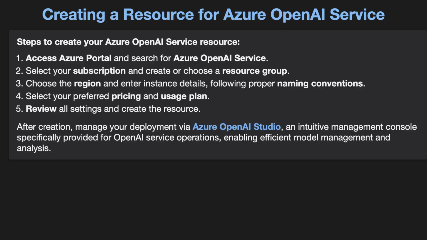Creating a resource for Azure OpenAI service includes: access Azure portal and search Azure OpenAI service. Select subscription, create or select resource group. Choose region and enter instance details, applying naming conventions. Select pricing and usage plan. Review and create the resource. After creation, manage your deployment via Azure OpenAI Studio, an intuitive management console provided specifically for OpenAI service operations, enabling efficient model management and analysis.